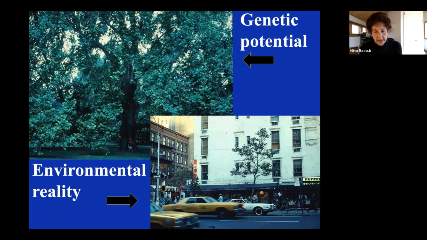On the bottom right is that same plant, a London plane tree on the streets of New York City, and it is being restricted by the urban environment, by the sidewalk, by the restricted root zone, not so much by pollution, but by a lot of the soil restrictions, which don't allow this tree to get to its designed genetic potential. So what we try to do is match up the genetic potential of the tree with the environmental reality to get the best result.